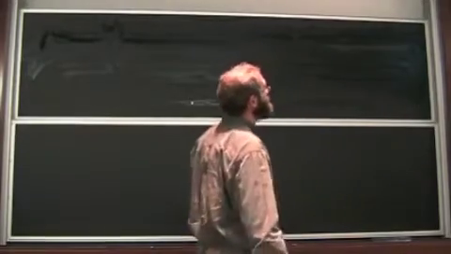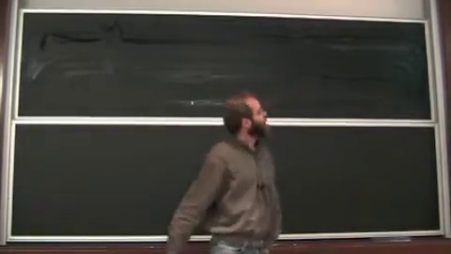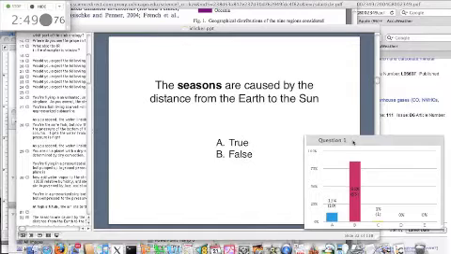The first question: the seasons are caused by the distance from the Earth to the Sun. Is that true or false? And actually, the answer to that we'll get to in this lecture. I'm going to leave you in suspense for the moment. But most of you are saying that the seasons are not caused by the distance from the Earth to the Sun. So we'll just remember that.